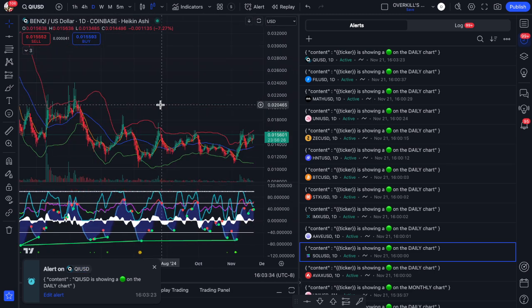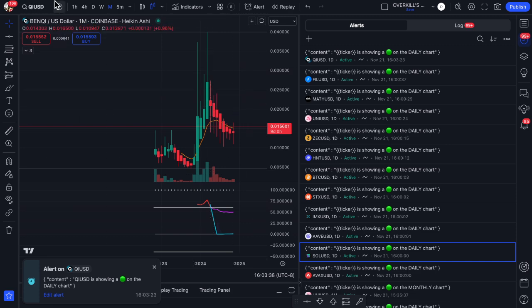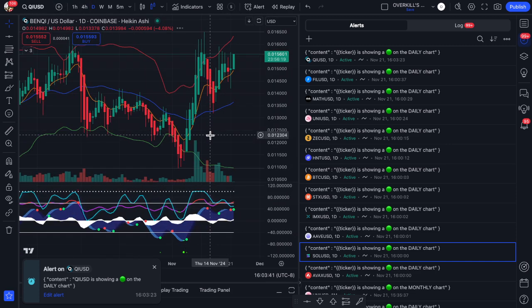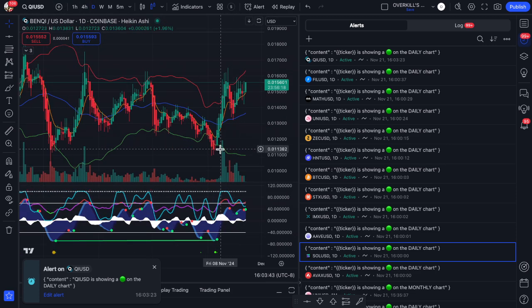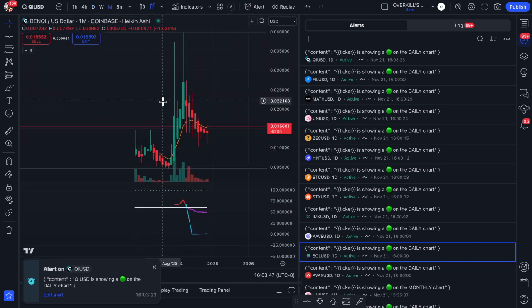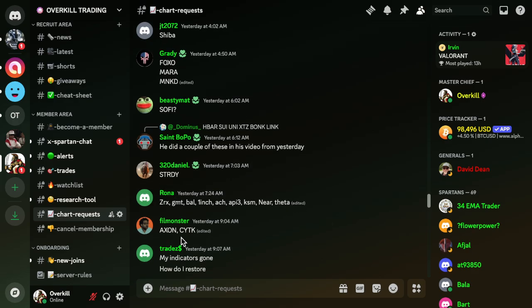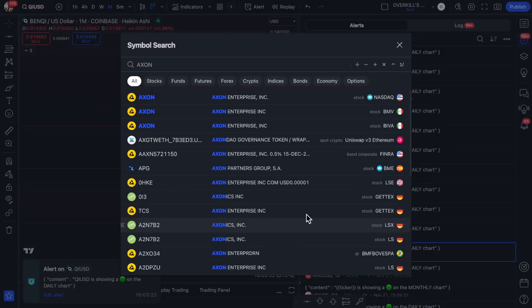Okay, QI is an AVAX ecosystem altcoin. What's the monthly say on this? Okay, monthly's pulling back here. So QI looks like a pretty interesting altcoin here at about a penny. Looks like all-time highs was 4 cents. Interesting. What else we got? Theta covered that. Axon, AXON.